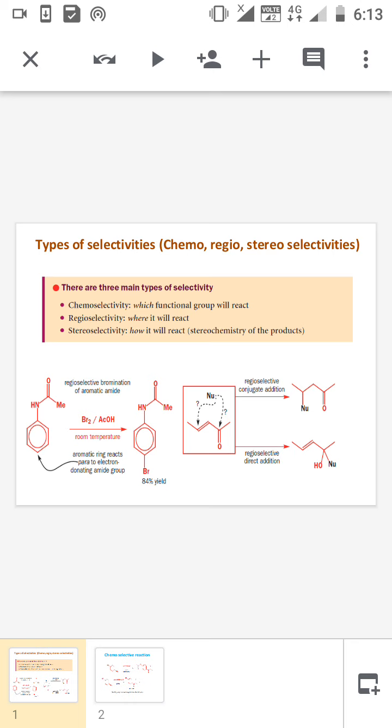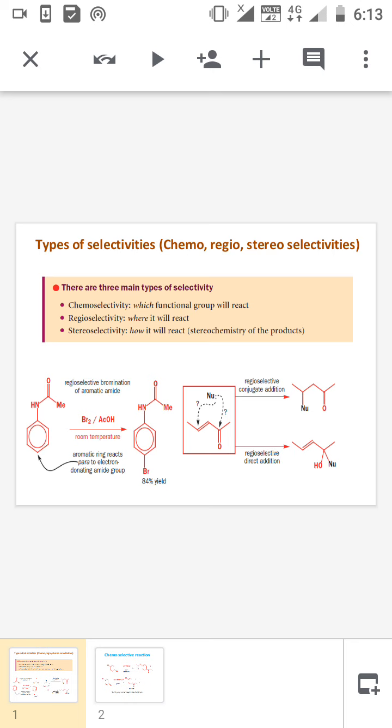This type of reaction is known as a regioselective reaction, and addition reaction is of two types. First is the direct addition, second is the conjugate addition. So we will get two products. That's why we call it a regioselective reaction. So regioselective, as the word indicates, means where the reagent attacks.